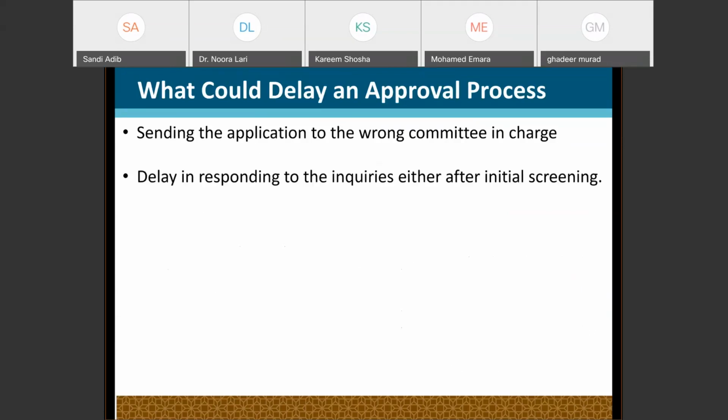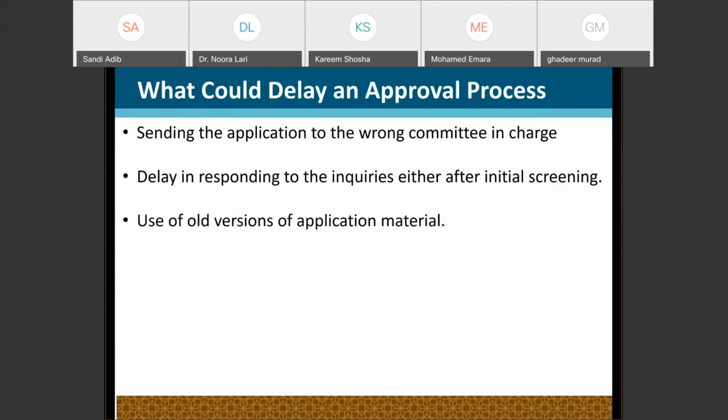Again, as I said, there is the delay in responding to inquiries, either after the initial screening or after the review. So if you are quick in addressing the inquiries, your application will have the chance to go forward even quicker in the process.